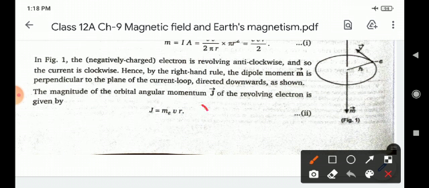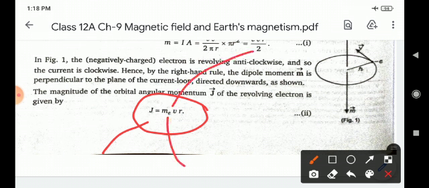The magnitude of the orbital angular momentum j vector of the revolving electron is given by j equal to m e v r, where j is the angular momentum, m e is the mass of the electron, v is the velocity, r is the radius. On comparing magnetic moment and angular momentum.